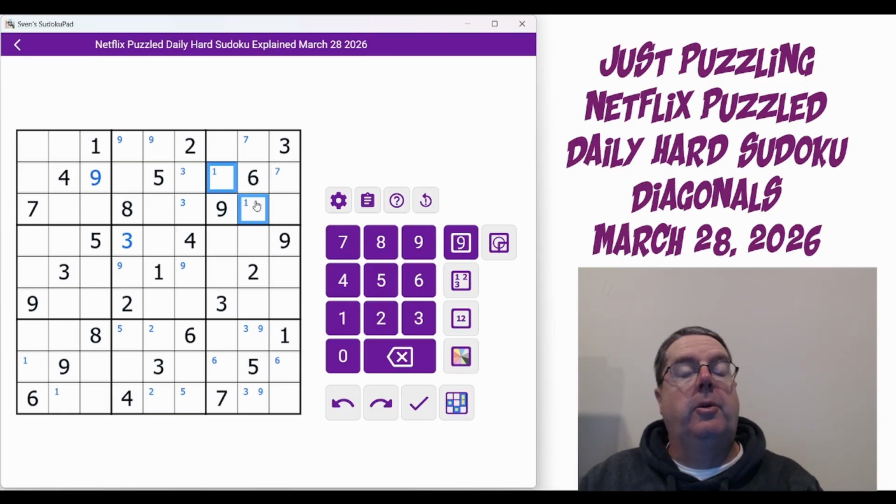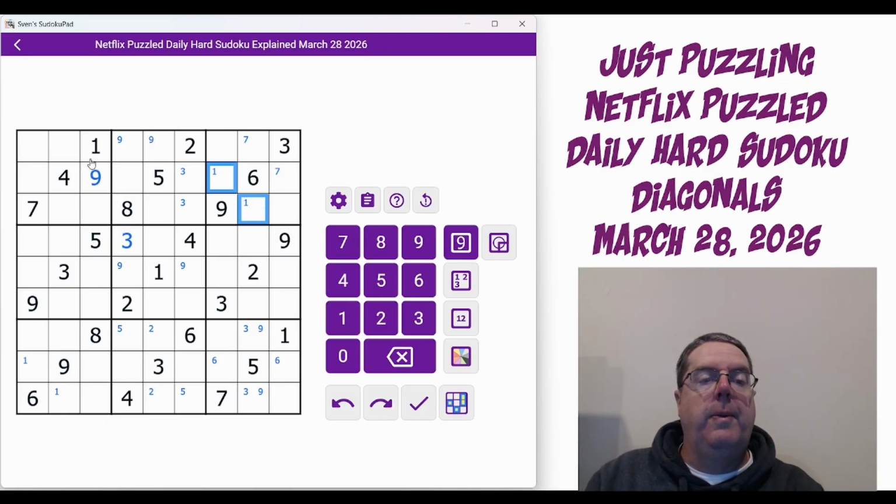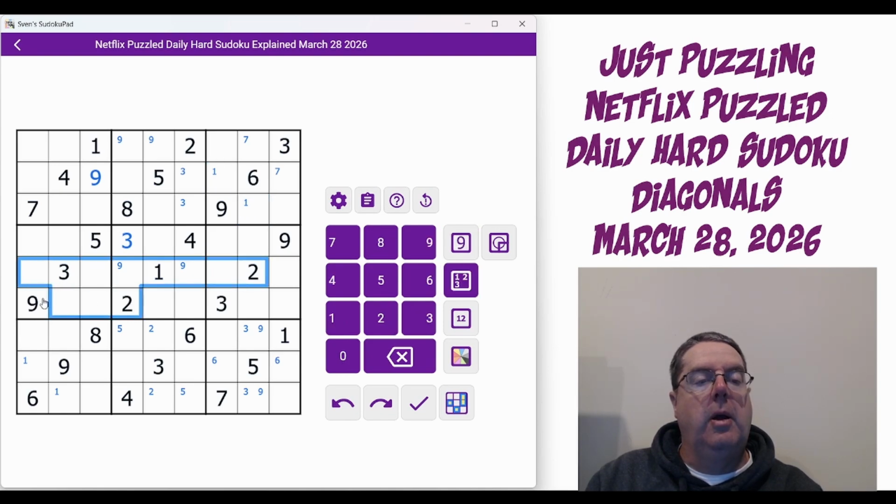I'm really interested in this puzzle because I've never seen the diagonals like this. And 3 in one box in each of the boxes. So I'm curious on how this is going to solve. 2 comes across here, 2 comes across here, so 2 is one of these two.